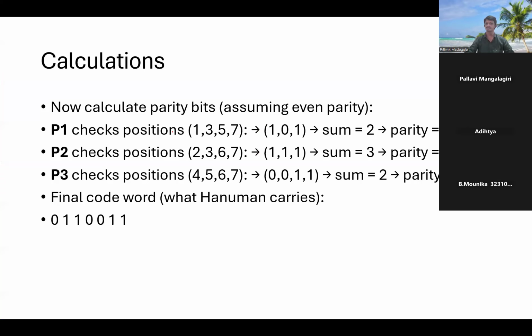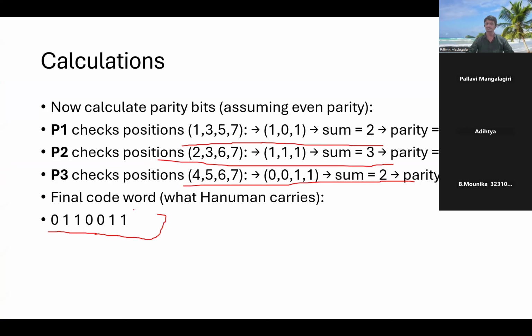So now this is the calculation. As I said, for 1, 3, 5, 7, we have the value 2. For 2, 3, 6, 7, we have the value 3. For 4, 5, 6, 7, we have the value 2. So now the final code that was sent with the help of Hanuman. This is the code that was transmitted.